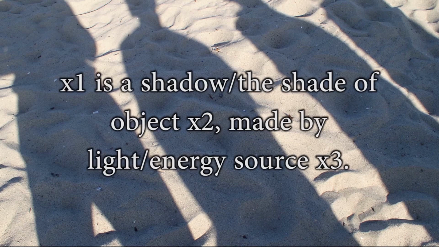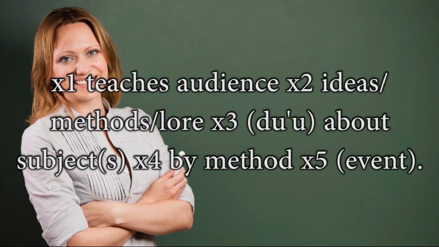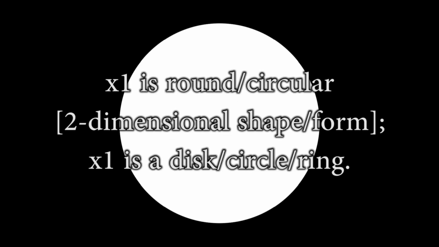x1 is a shadow or the shade of object x2 made by light or energy source x3. Shtusha. x1 teaches audience x2 ideas, methods, or lore x3 about subject x4 by method x5. Shukla. x1 is round or circular. x1 is a disk, circle, or ring. Shukta.